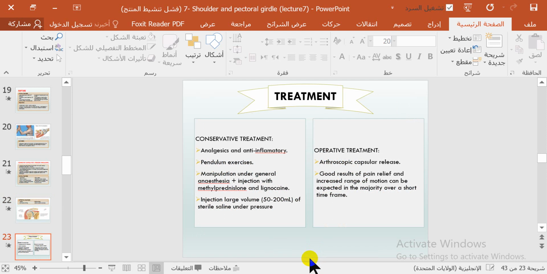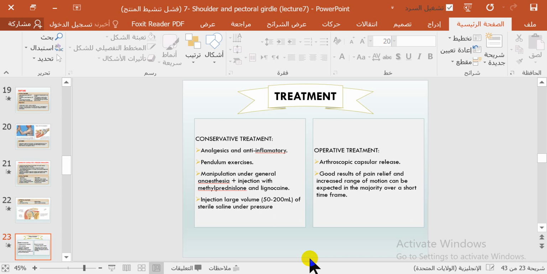Treatment. Conservative treatment: analgesia plus anti-inflammatory and pendulum exercise, like the pendulum by flexion, extension, and adduction and abduction with rotatory movement, internal and external rotation like a pendulum movement, and manipulation under anesthesia with injection of the corticosteroid with local anesthetic. Injection of a large volume of about 50 to 200 ml of sterile saline under pressure. These are procedures leading to the destruction of the adhesive capsule and stretching of it.